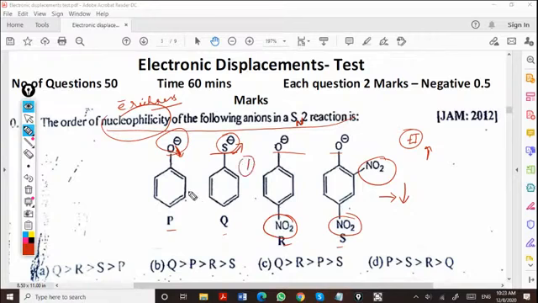So this is the first. Among these, three are with oxygen, and these two are with withdrawing groups, so this will be the second. This one has two withdrawing groups, this has one withdrawing group, so comparatively more electron rich. So the order is this one, Q, then P, then R, and this.